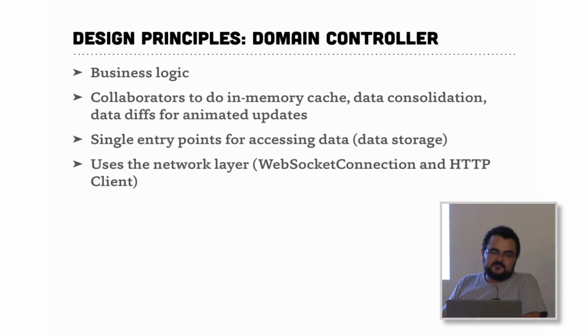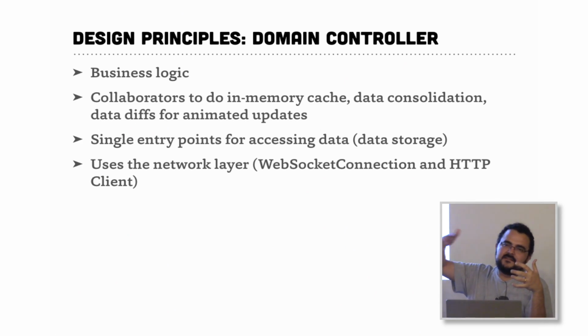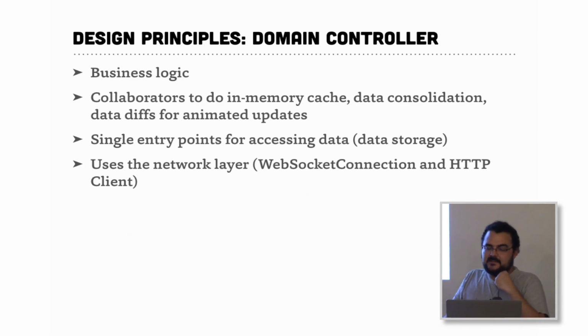And the domain controller, which is the center, the middle of the architecture. All the business logic is there. It has collaborators for in-memory cache and data consolidation. Like I said, we do HTTP calls and we get diffs on the data, but then the data needs to be consolidated into the models that we have in memory. So we fetch the data, parse it, instantiate the models, and consolidate the data with the latest data that's coming through a real-time channel. That's all done by the domain controllers. And it also provides a facility for data diffs.